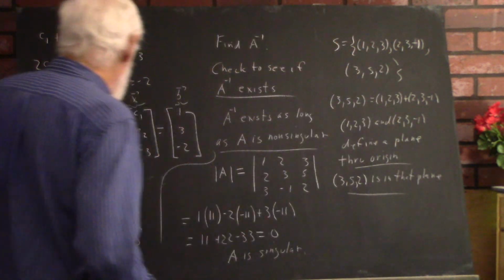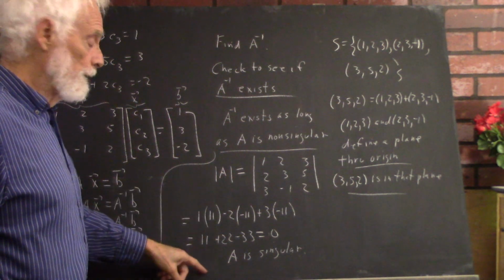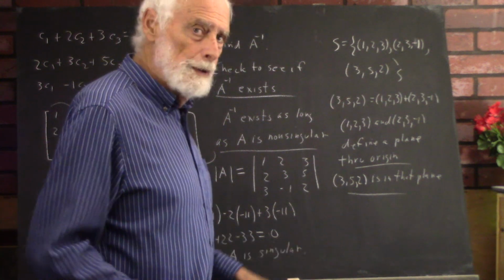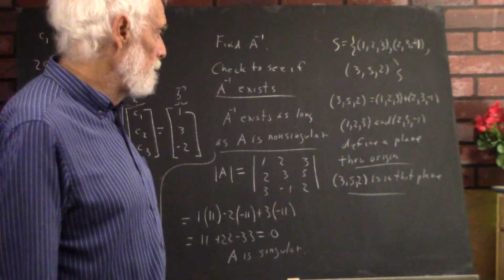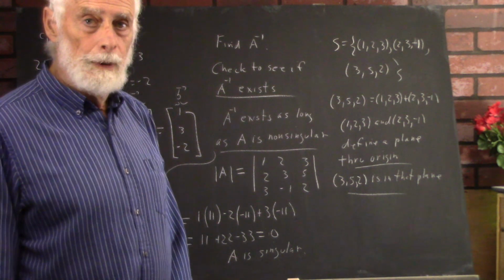That's what this result tells you. That's why this determinant is 0, and those are connections that we want to make a little more deeply as we get into the whole topic of vector spaces, which is the topic of Chapter 4.